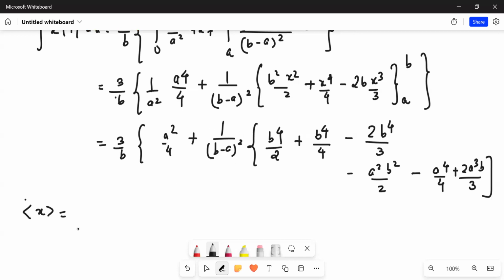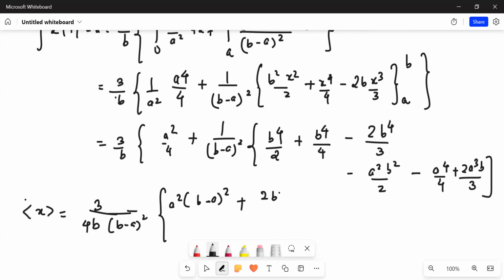So one thing I can take this common, right? So if I take this common, and in fact take this 4 also common. So let me take 3 common, b is common, take 4 also common, and take b minus a whole square common. So you are now going to get a square into b minus a whole square, and plus 4 will go there. So you'll get 2b to the power 4. Not even 2b to the power 4, so add it up. So this is b to the power 4 plus b to the power 4, and add it. This is 3b to the power 4 plus 2.